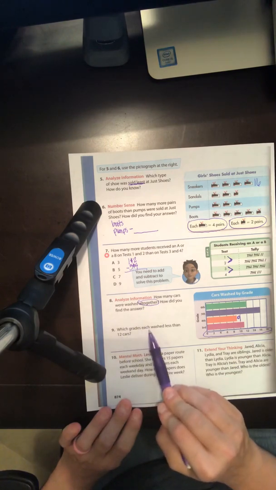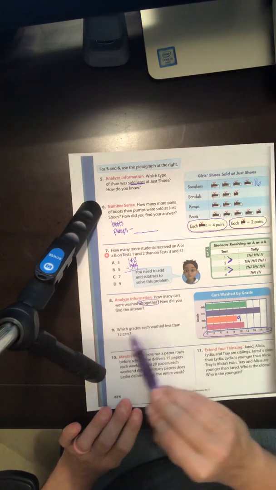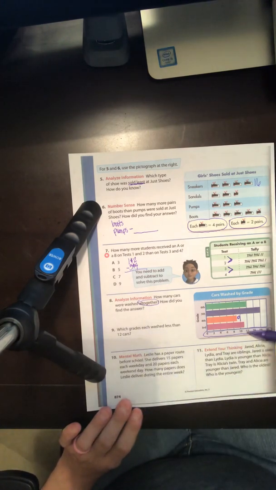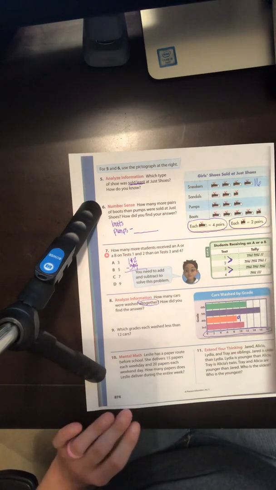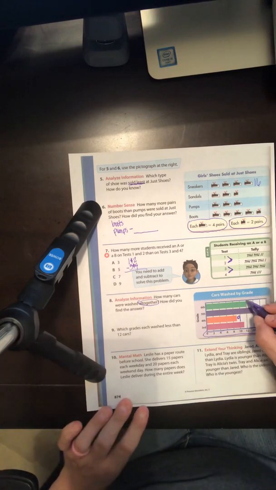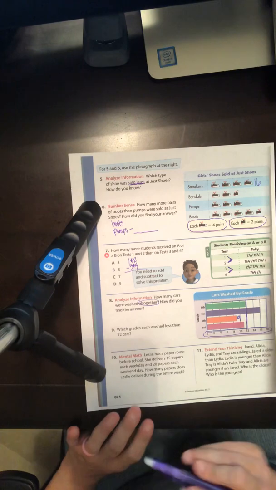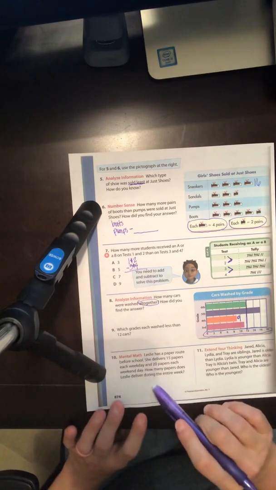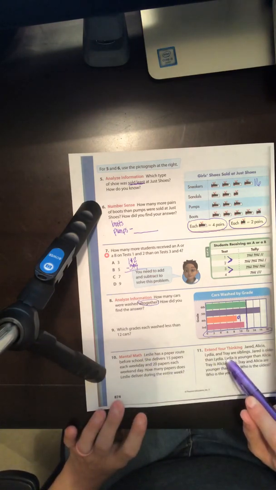Which grades each wash less than 12 cars? You better find 12. And everybody that washed less than 12, you better write that. Would 6th grade be on there? Yes or no? No, because that's equal to 12. You can actually see that's exactly 12 cars. So that one can't be it. Number 10 and 11, you're going to do by yourself.